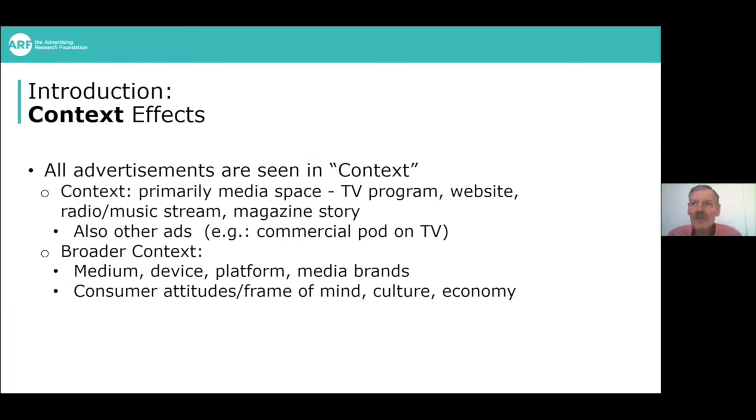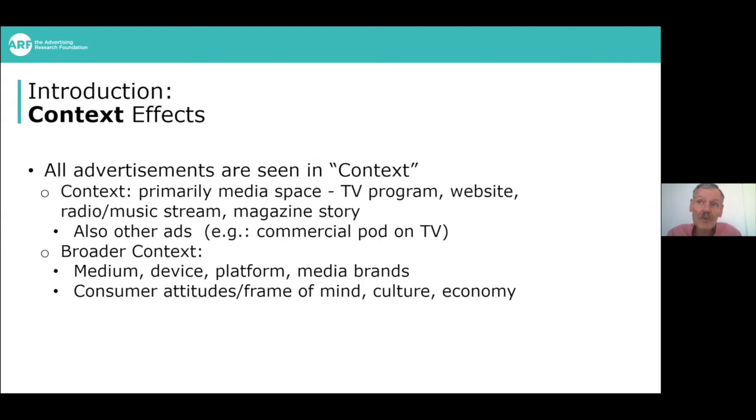All advertisements are seen in context. Context is usually regarded as a media space. That could be a TV program, a website, radio, music stream, or a magazine story. Our ads can also be context. So for example, in a commercial pod on TV, the ad next to your ad are context.